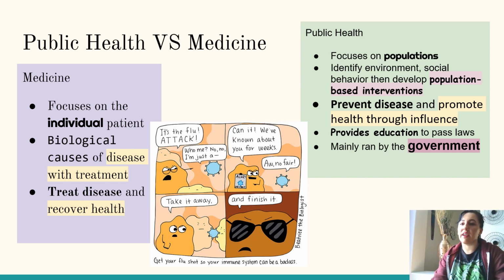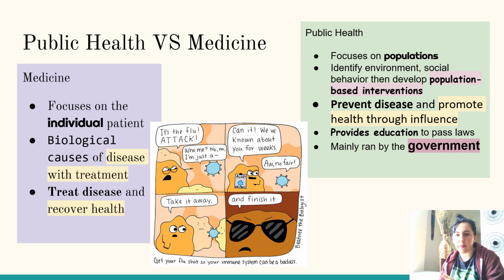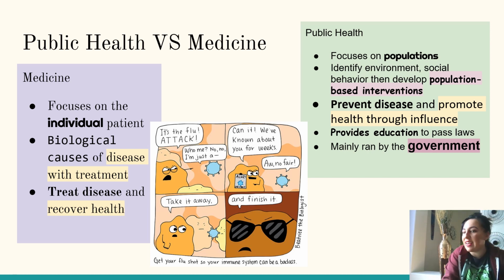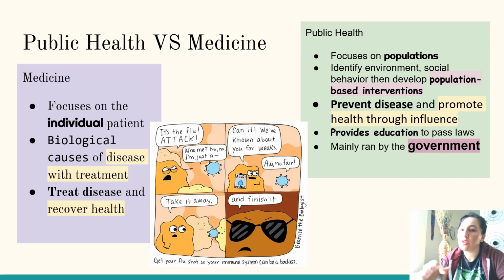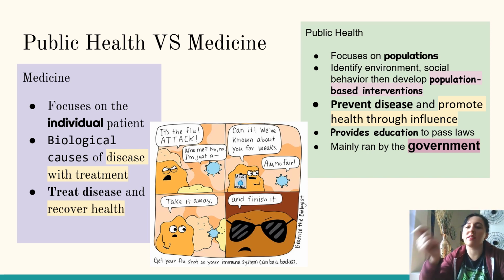Public health, on the other hand, focuses on populations. We like to identify environment, social behavior, and whatnot, and figure out what's going on with that, and create population-based interventions to improve the problems that are happening there. Public health tries to prevent disease and promote health through influence, not necessarily just one-on-one time with the patient. Influence of populations, of larger groups of people. Public health is mainly run by the government, whereas, like I said, medicine is privatized.